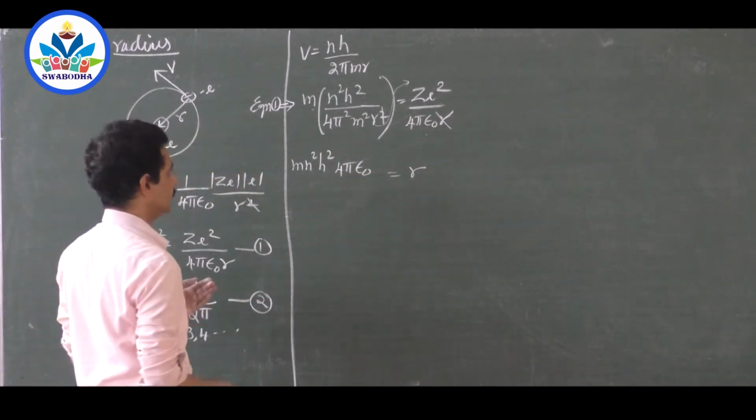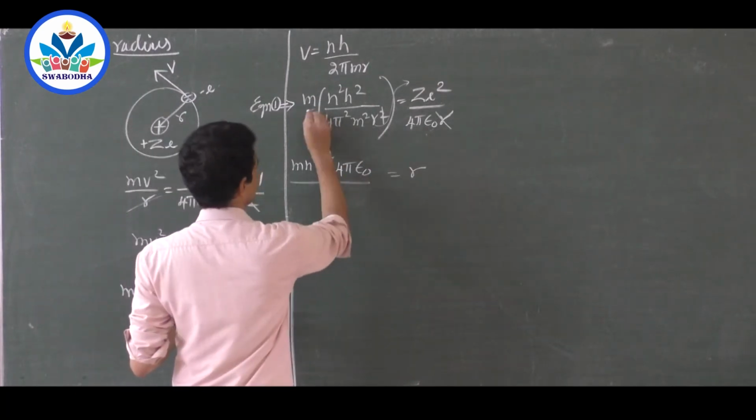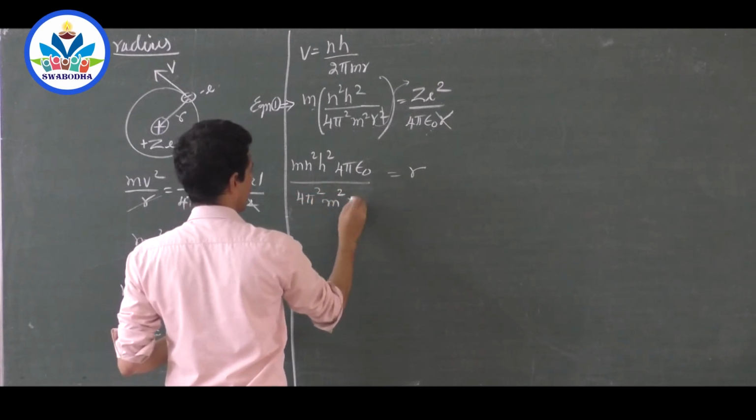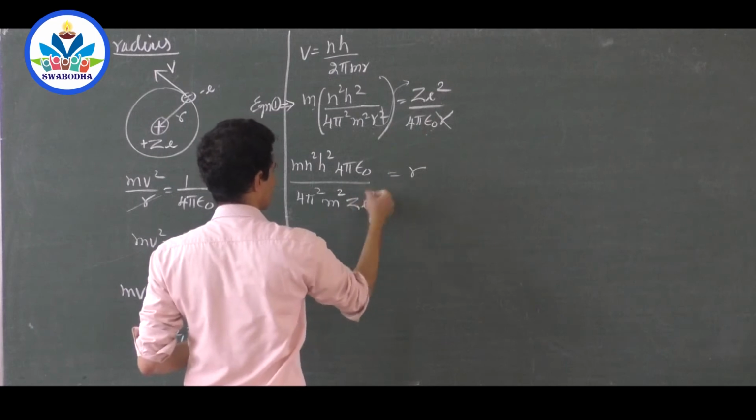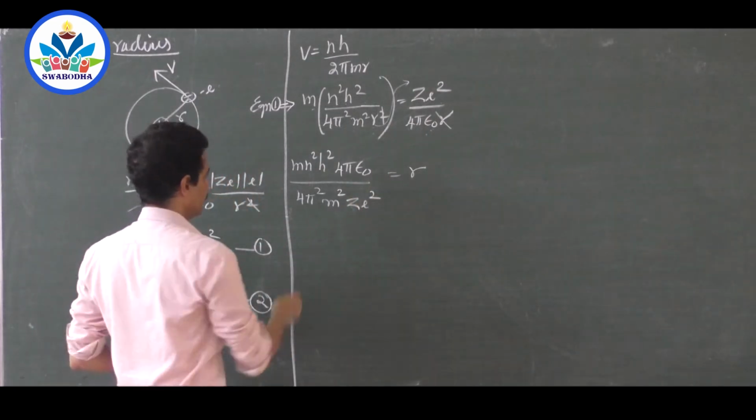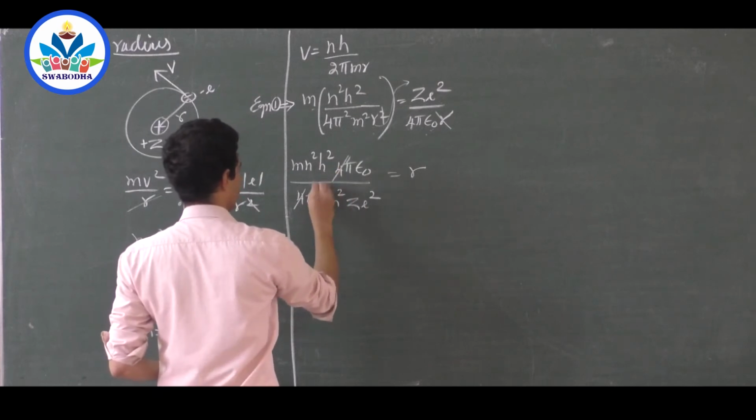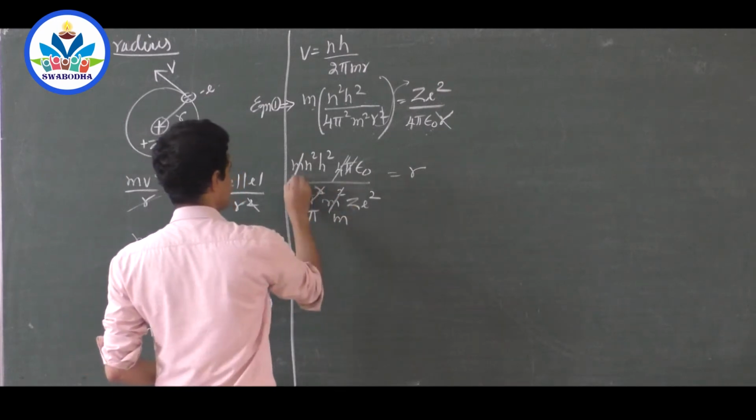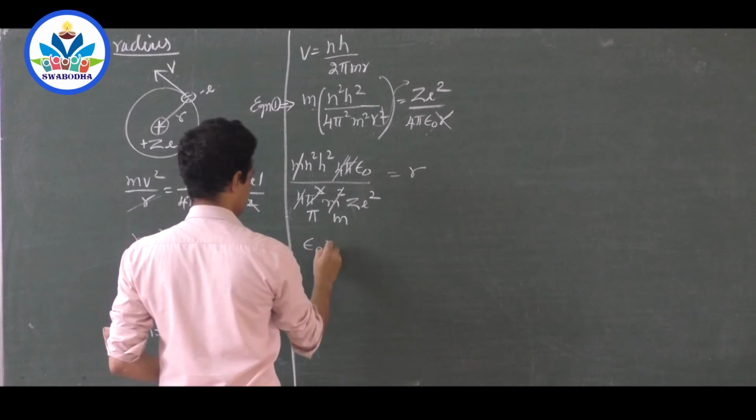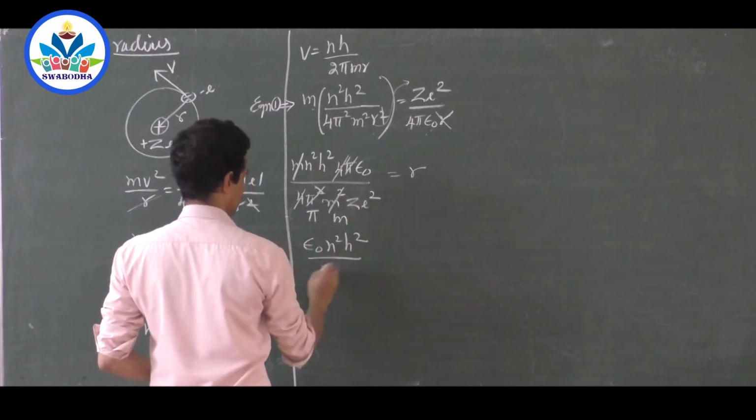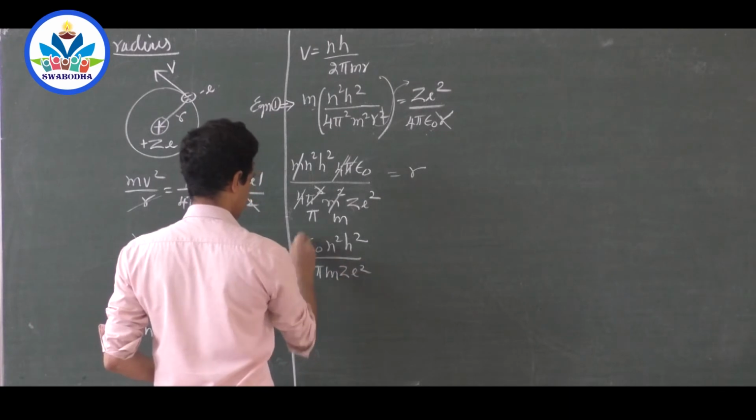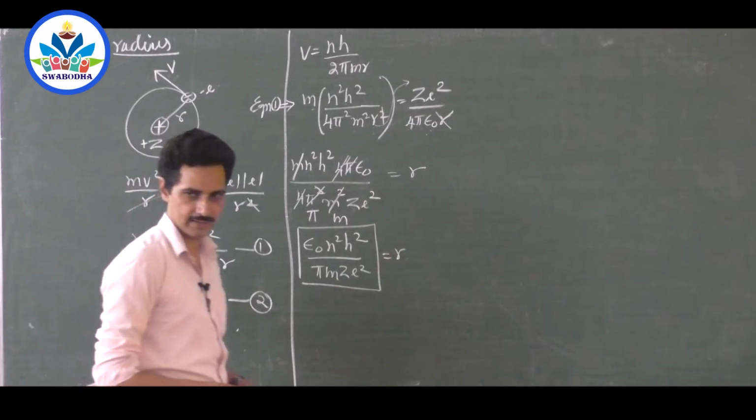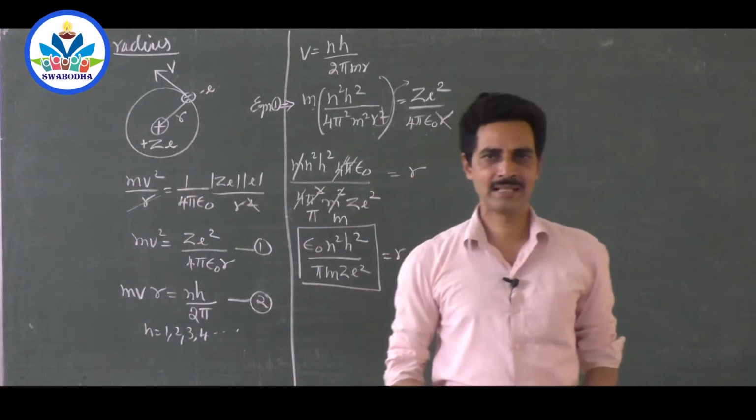Okay, and what else? Divided by 4 pi epsilon naught n square h square divided by 4 pi square m square, r is taken here, z square. Okay, 4 gets cancelled, 1 pi remains here, 1 pi gets cancelled, 1 m gets cancelled, then what else remains? Epsilon naught n square h square divided by pi m z square. This is the answer for radius. So the radius of the electron orbit in hydrogen atom is given by epsilon naught n square h square divided by pi m z square.